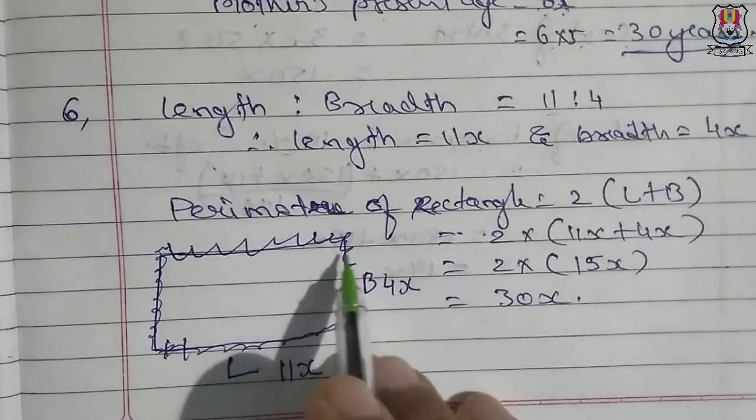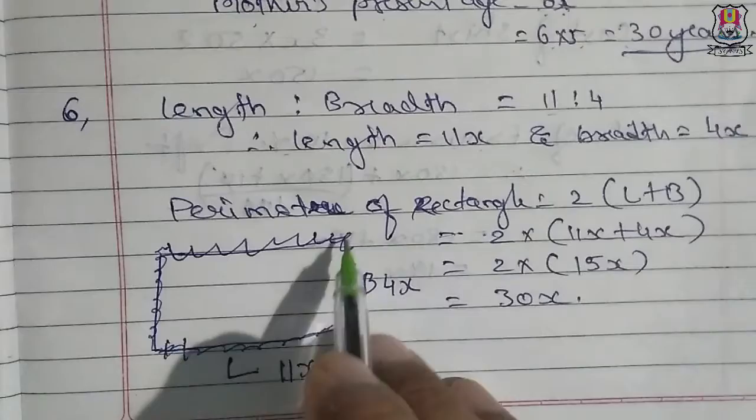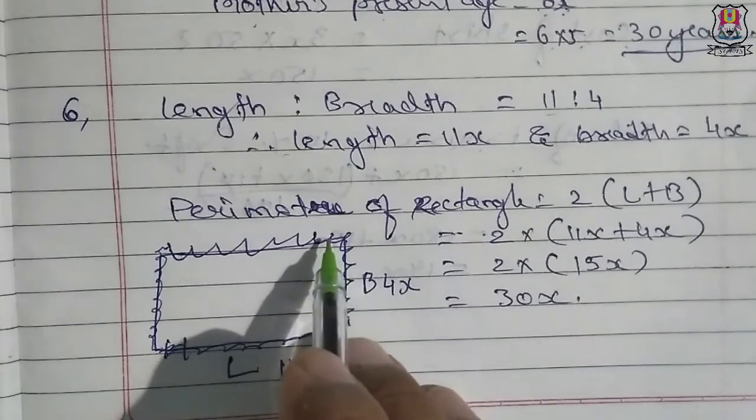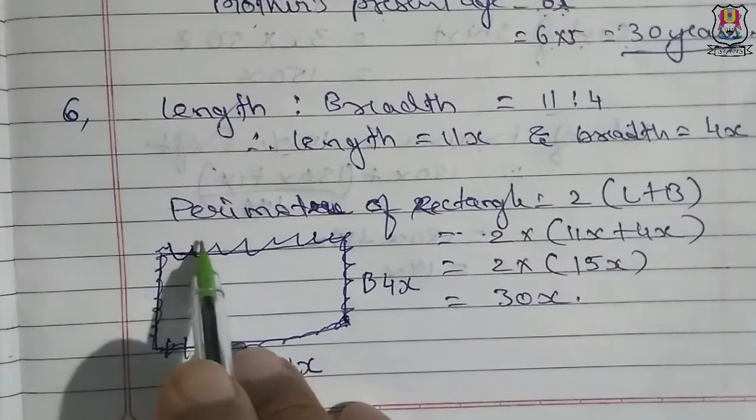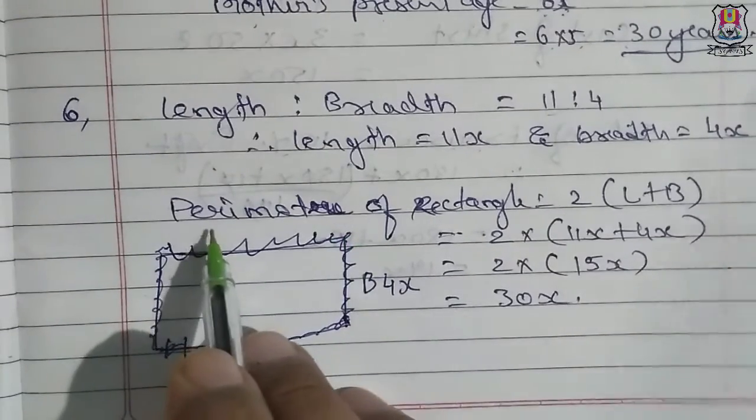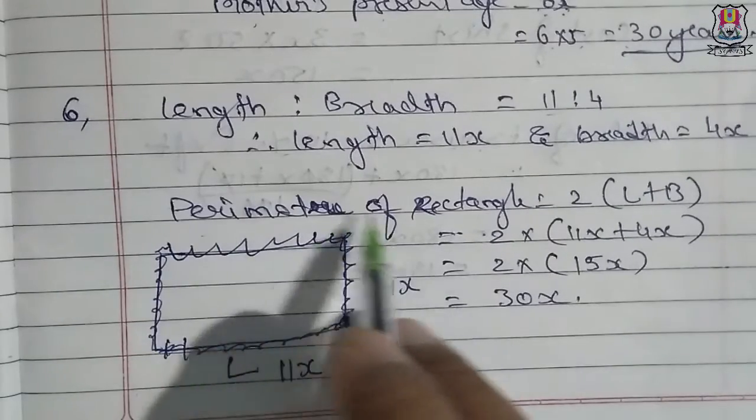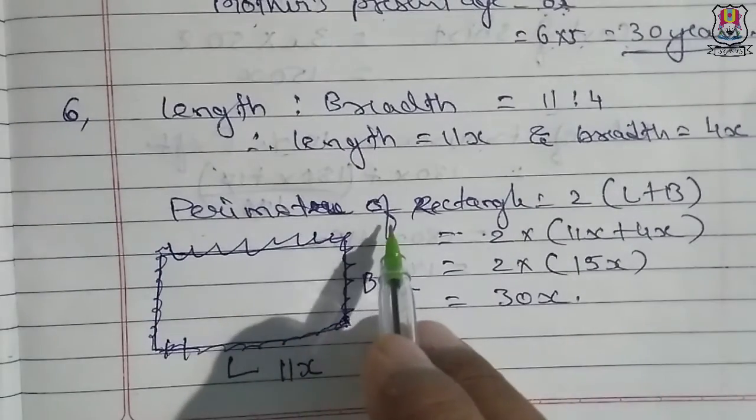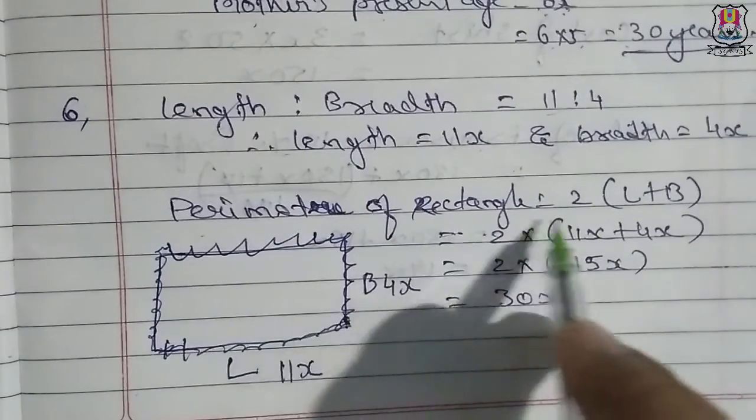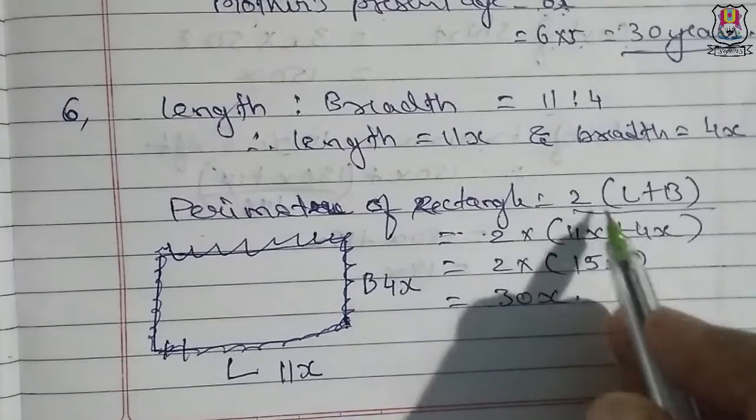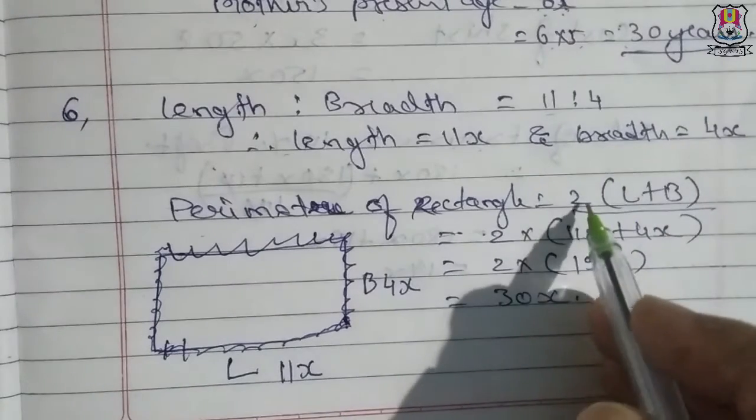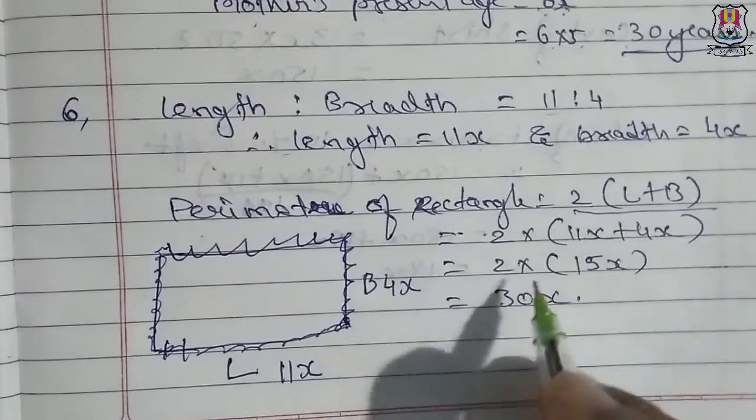Fencing is always done at the border of the plot, so that is called the perimeter. First of all we should know the formula of the perimeter of a rectangle. The perimeter of a rectangle is 2 into bracket L plus B, so 2 multiplied by (L plus B).